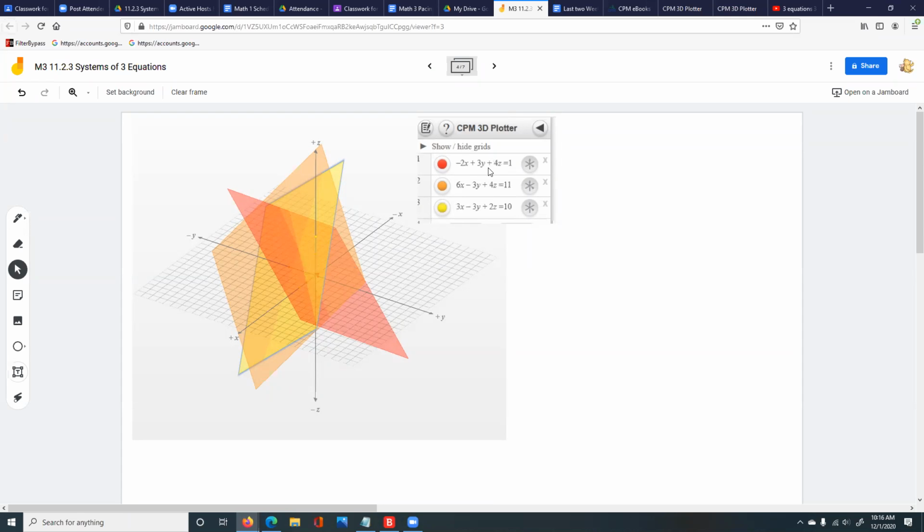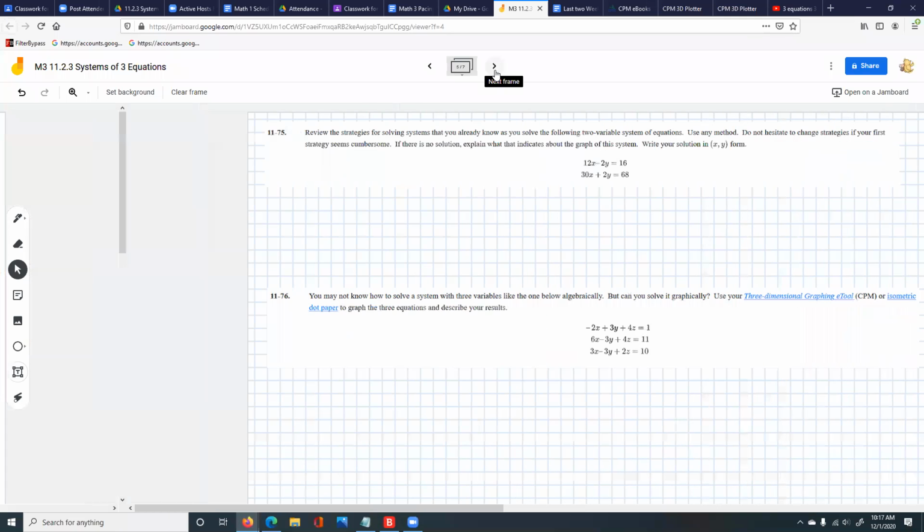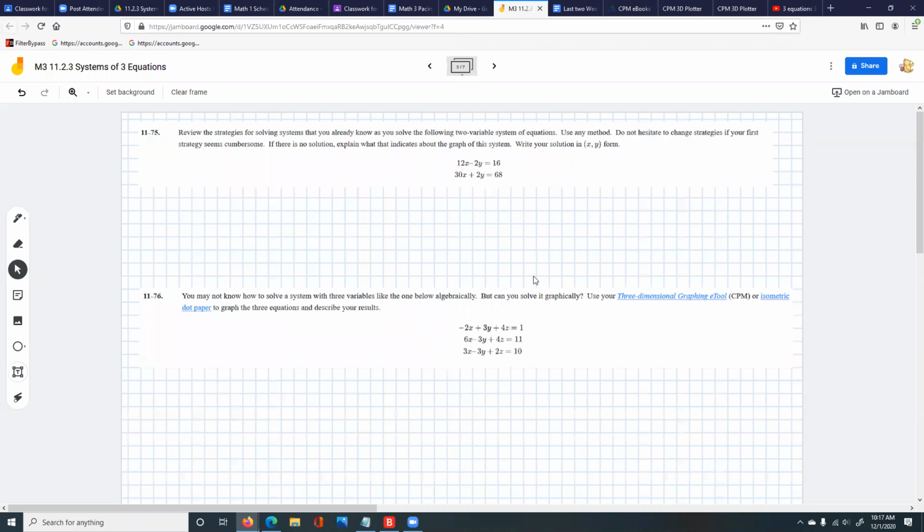So let's use algebra to solve this, to find exactly where their intersection point is. So I'm going to show you how to solve this system using algebra. That's our first example. Problem 76 is use the graphing tool. You can't write it on your paper, right? Just write that we used the graphing tool to solve it in class. You can write that for 76.